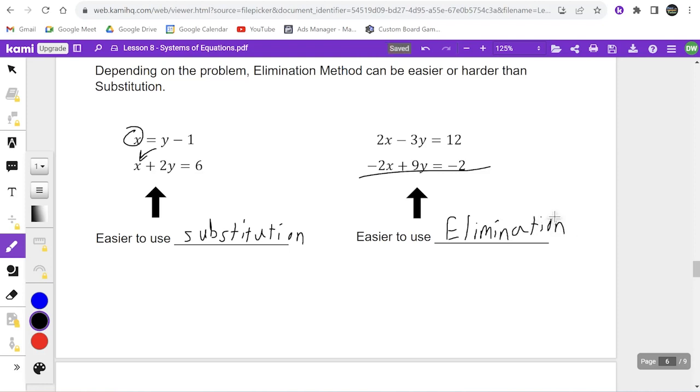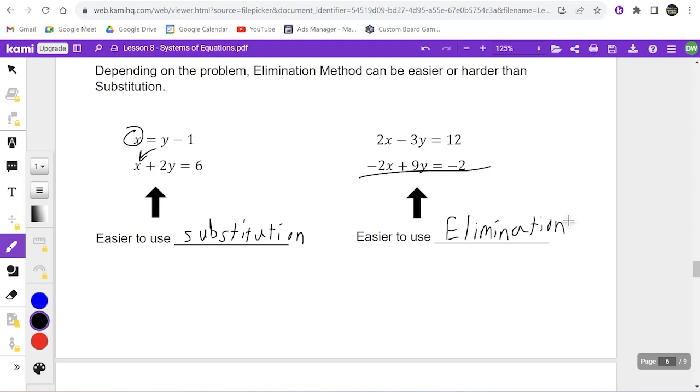Go ahead. I realized something. Yes. I think the reason why I was getting confused with substitution was because I kept thinking that the lining up thing was supposed to be for substitution, and it's supposed to be for elimination. Got it. Yeah.